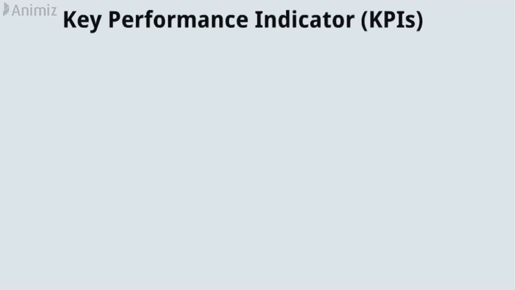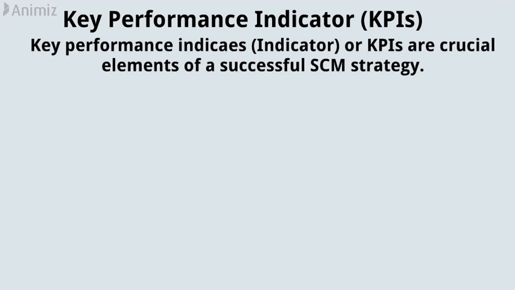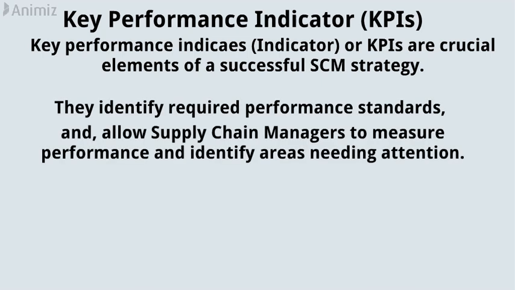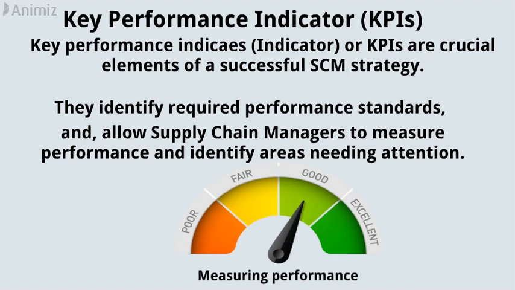Let's move on to typical supply chain management key performance indices. Key performance indices or KPIs are crucial elements of a successful supply chain management strategy. They identify required performance standards and allow supply chain managers to measure performance and identify areas needing attention. Additionally, they are useful for measuring performance improvements.